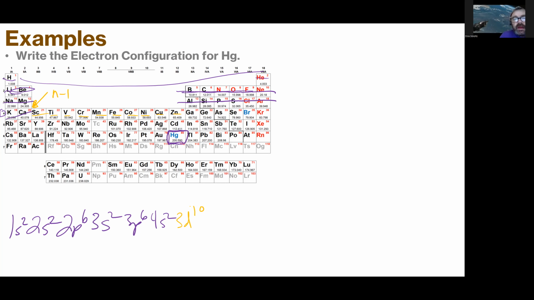Okay, now we're back over here. We're out of the d's, we're back into the p's. This is n again, so this is 4. You can also remember we've already done 3p, so this should be 4p. We're going all the way across: 1, 2, 3, 4, 5, 6, 4p6. Then we're back over here. There's 5s1, 5s2.